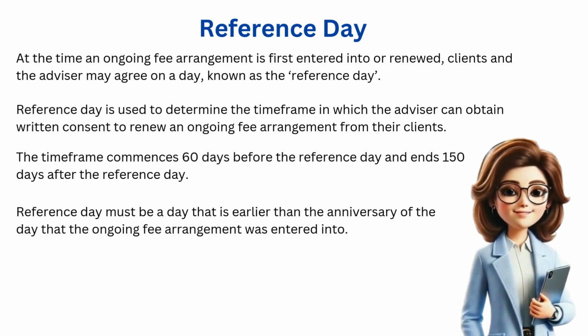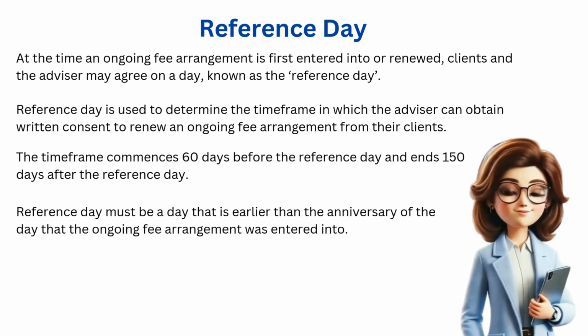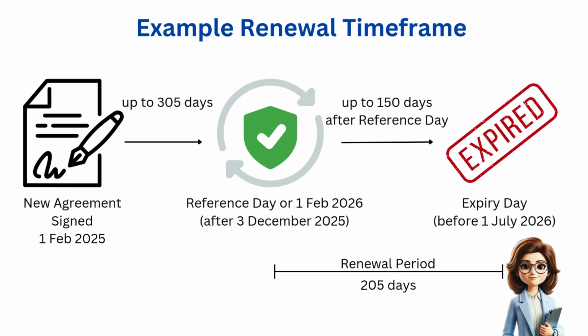Reference Day must be a day that is earlier than the anniversary of the day that the ongoing fee arrangement was entered into. Let's go through an example. On the 1st of February 2025, Billy enters into an ongoing fee arrangement with his advisor, Lisa. Billy and Lisa can agree on a reference day, which must be before the anniversary of the agreement. If a reference day is not disclosed, the time frame is based on the anniversary of the arrangement.